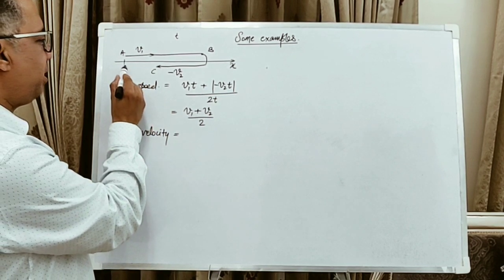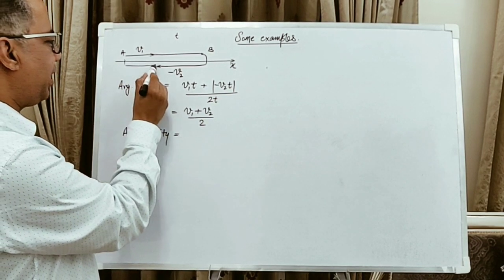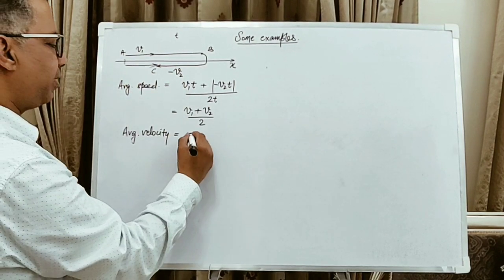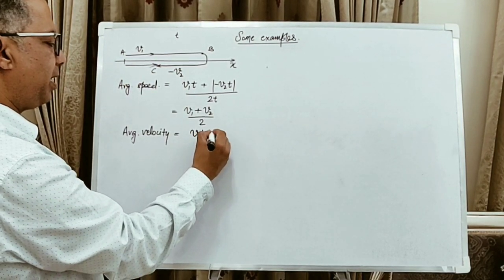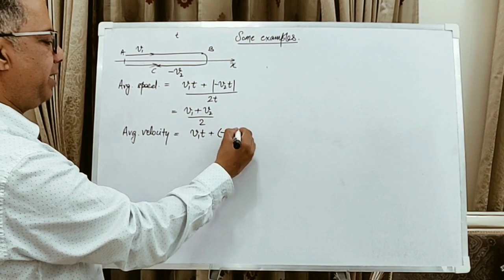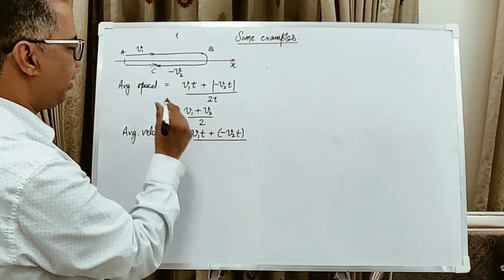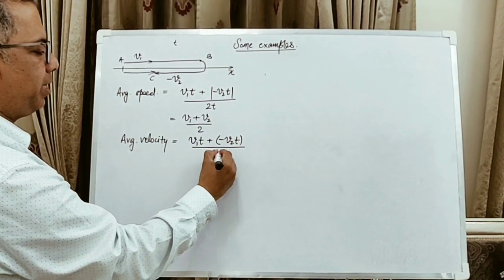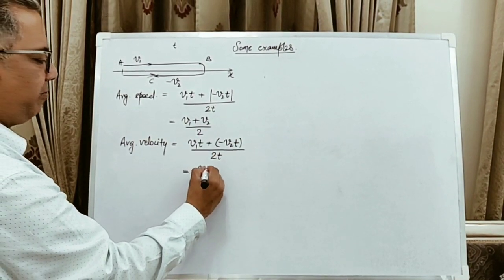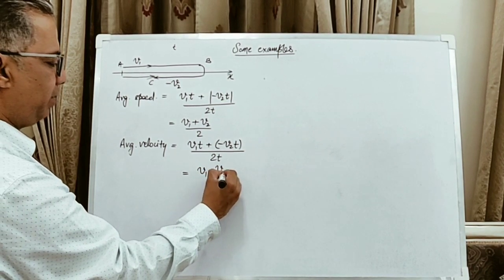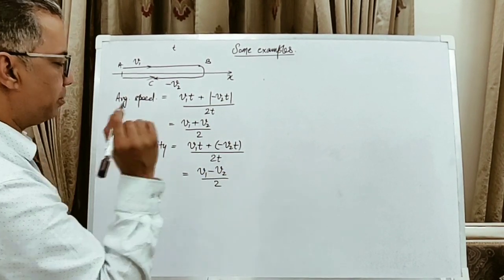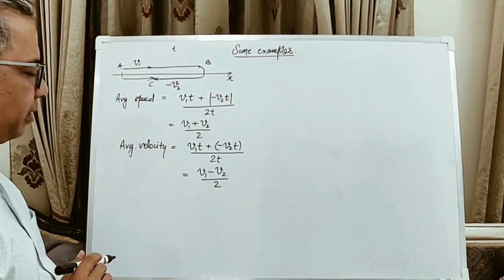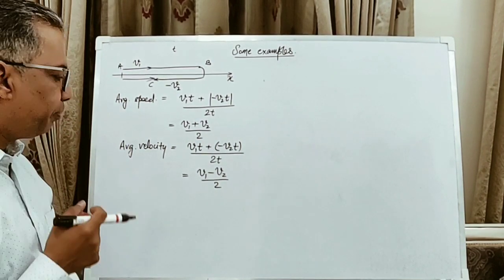Now the displacement is from this point A to this point C. You can actually add up both the displacements. The first one is v1t and the second one is minus v2t, which gives us the length of this vector from A to C, and divide this by 2t, and we end up with (v1 minus v2) by 2. That's the average velocity during this particular motion.